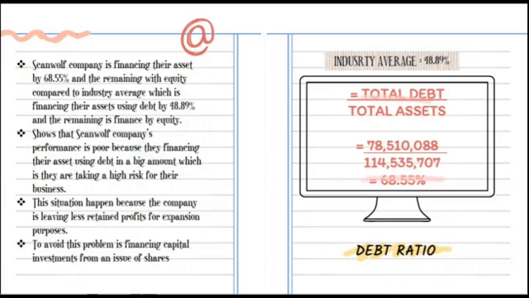This shows that the company depends too much on debt, which puts the company at really high risk in performing their business. The cause of this situation is that the company is leaving less retained profits for expansion purposes. To avoid this problem is by financing capital investment from an issue of shares to cover up the debt they might be facing right now. By issuing shares, they can get money from the shares that they obtain.